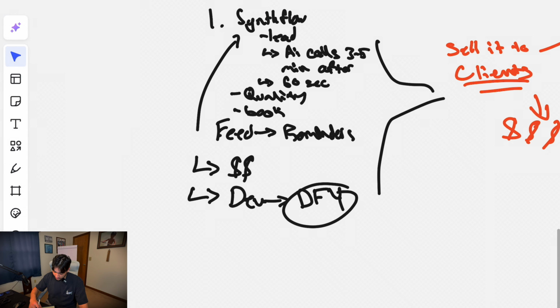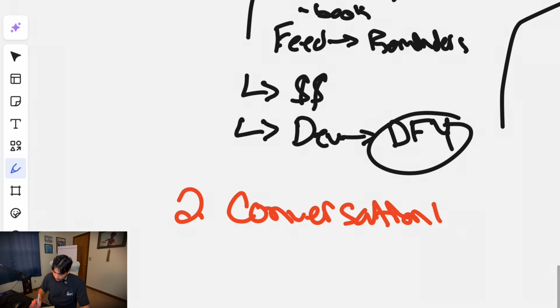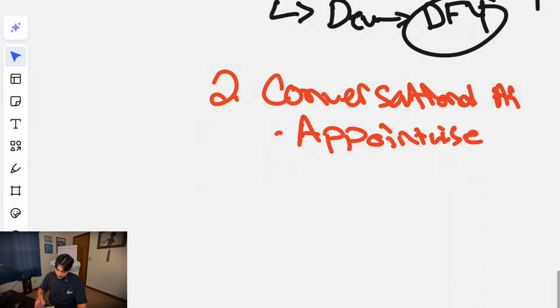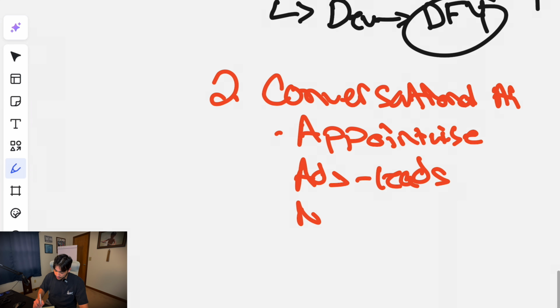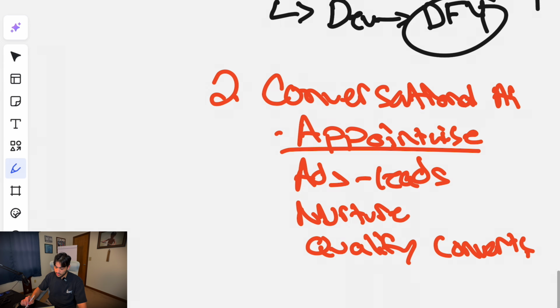Okay? Now, the next thing is conversational AI, right? And so think of Pointwise. They do this very, very, very well. Okay? This is very good at booking your own appointments, but also on the client side of things where you're running ads for most clients. Ads, of course, leads, and then they just nurture, qualify, and convert. Okay, that simple. This is what a Pointwise is going to do for you.